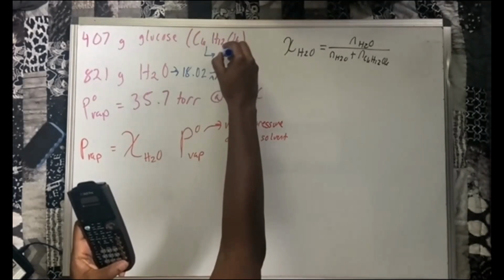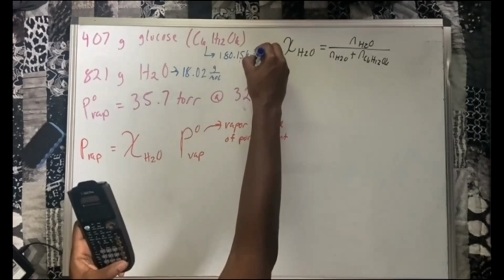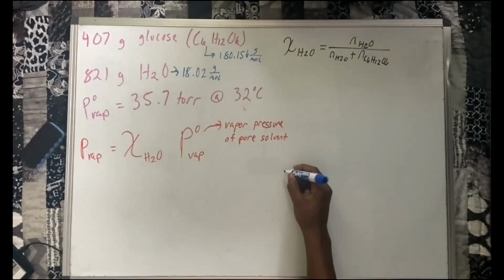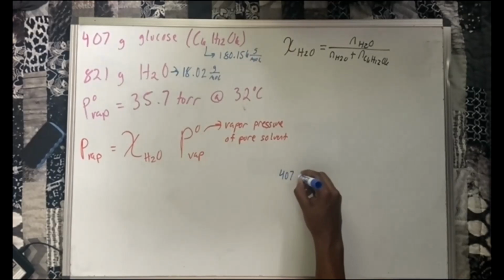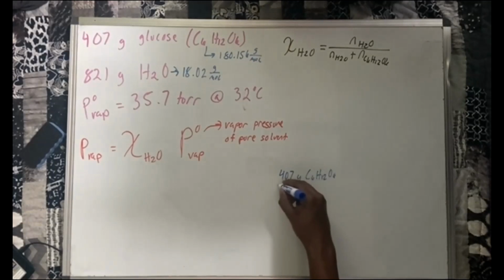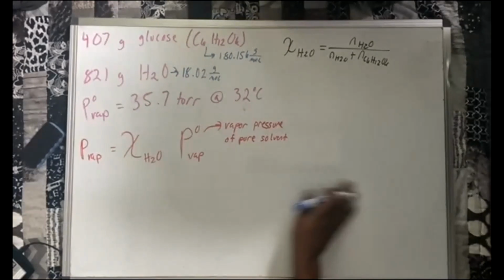It's 180.156 grams per mole. So, okay, let's see. We have 407 grams of C6H12O6 for every 180.